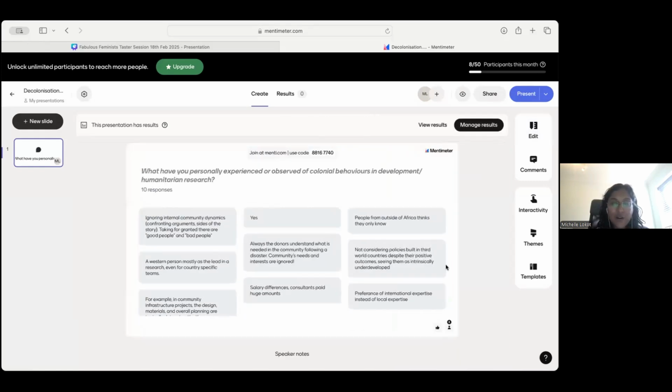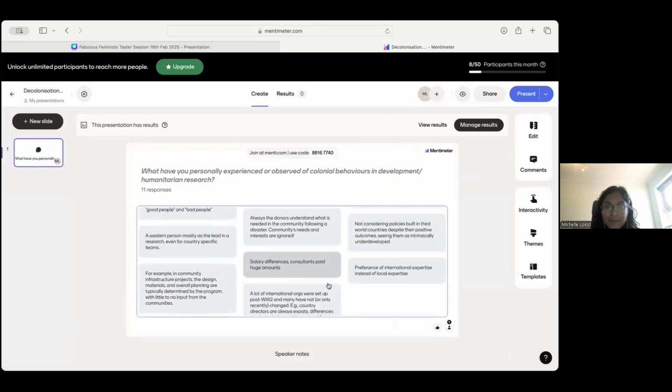Ignoring internal community dynamics, taking for granted that there are good people and bad people: people from outside of Africa think that they only know a Western person as a lead in research, even for country-specific teams. Only the donors are the ones who understand what is needed in a community following a disaster. The community's needs and interests are ignored.